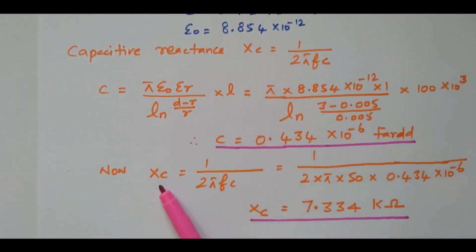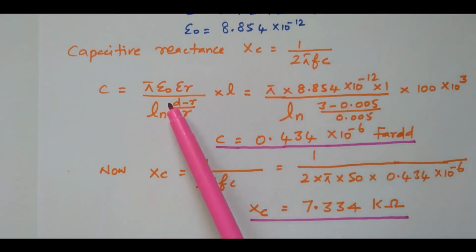So the capacitive reactance Xc equals 1 divided by 2 into pi into the frequency, 50 Hz, into the capacitance value 0.434 into 10 to the power minus 6. After simplifying, we got the capacitive reactance Xc equal to 7.334 kilo ohm. Reactance is given in ohm, so kilo ohm means 10 to the power 3. 7.334 kilo ohm, right? So for calculating capacitive reactance, we first calculated the capacitance, and from that we calculated the capacitive reactance.